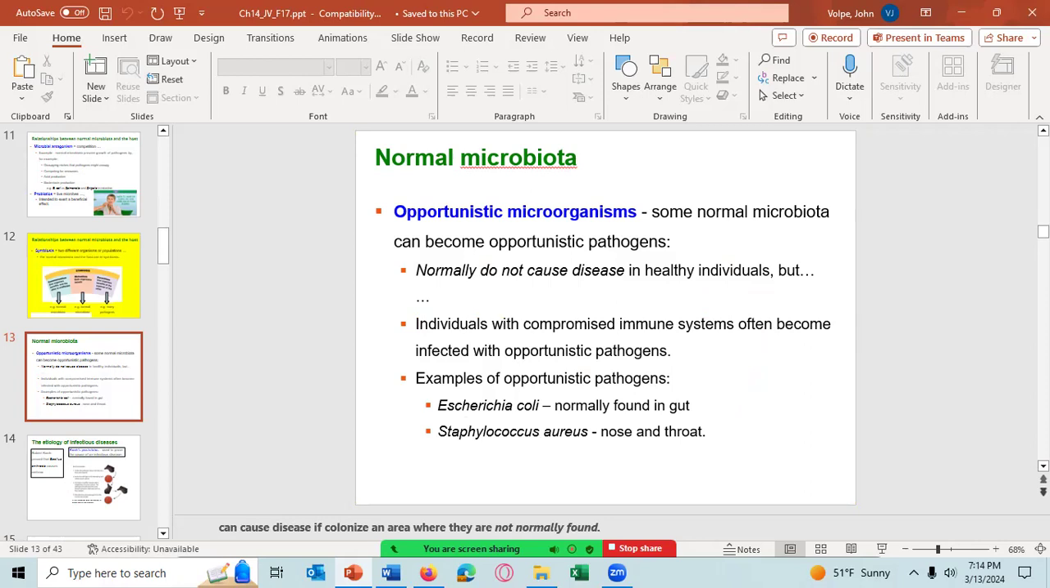You should know about opportunistic microorganisms. Some normal microbiota can cause infection under certain circumstances, in which case we call them an opportunistic pathogen. Like E. coli is normally found in the gut, but if it is growing in the inner ear, that would be an opportunistic pathogen, an opportunistic microorganism. Any question about any of that?